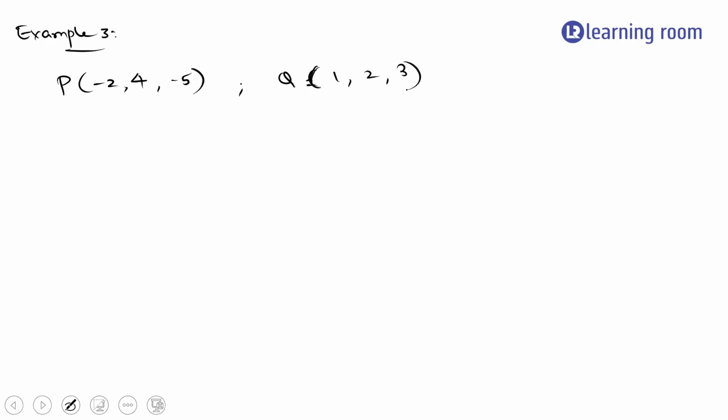Proceed. So example 3. Find the direction cosines of the ray passing through the 2 points. P is minus 2, 4, and minus 1. Q is 1, 2, and 3. So what are they asking? They're asking the direction cosines. So when you read the direction cosines, it is the difference between the coordinates divided by the distance between them.